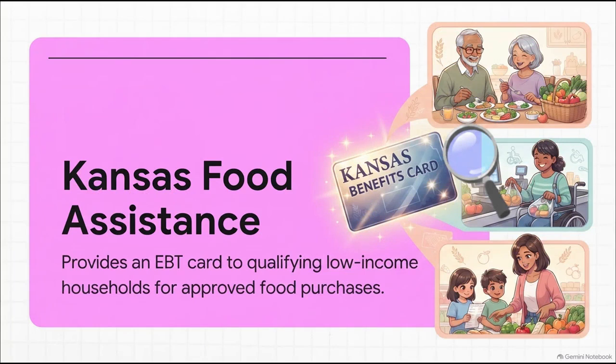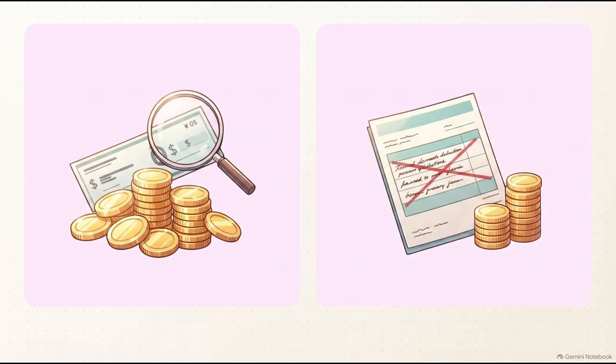So if you're approved, you don't just get a paper check in the mail. What you actually get is a Kansas benefits card. It's an EBT card that functions exactly like a regular debit card to help you pay for approved groceries. It is literally a critical financial tool designed to help older adults, people with disabilities, and working families keep food on the table.